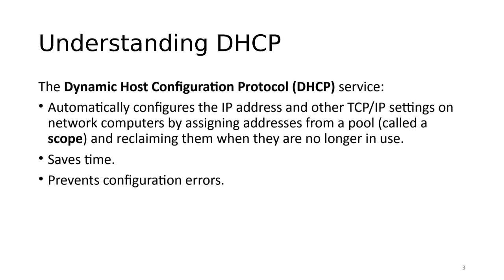The function of DHCP is that it will automatically configure the IP address from a pool of addresses. I will show you how to do this in the lab. The pool is called a scope. Why is it used? Because it will save you time. You don't need to go to each computer and configure the IP address, and it also prevents configuration errors or duplication.